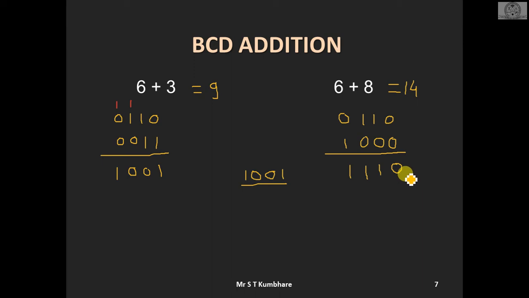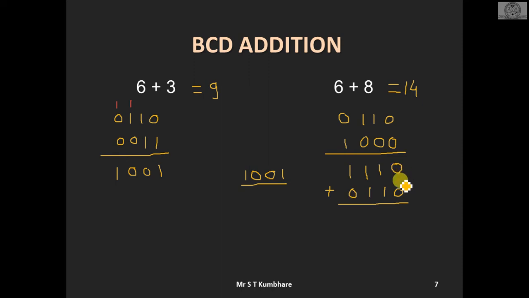Then how to convert this invalid BCD code into valid BCD code? What we have to do, we have to add 6 to this number. So 6 is represented with 0110. Why 6 only? Why not another number? The reason is simple. We have 6 invalid BCD codes. That's why we have to add 6 to the number. So that will give us valid BCD code.